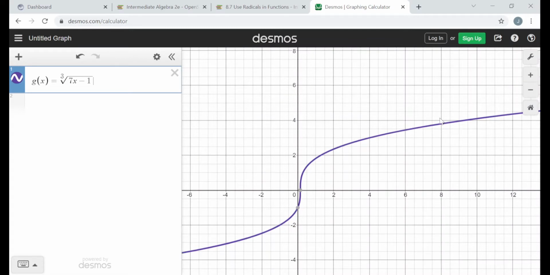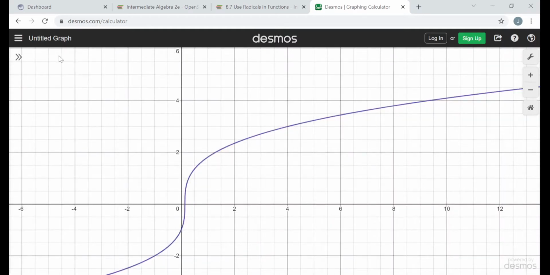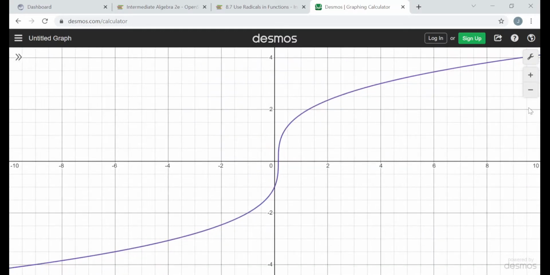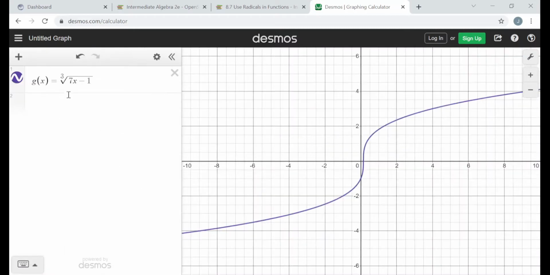Now, if you want to see more of the graph, you can always move this expression list off to the side like this. And then hit home to center it at the origin. All right, so you see this graph here. Now, I want to enter those points that we found, just to show you.